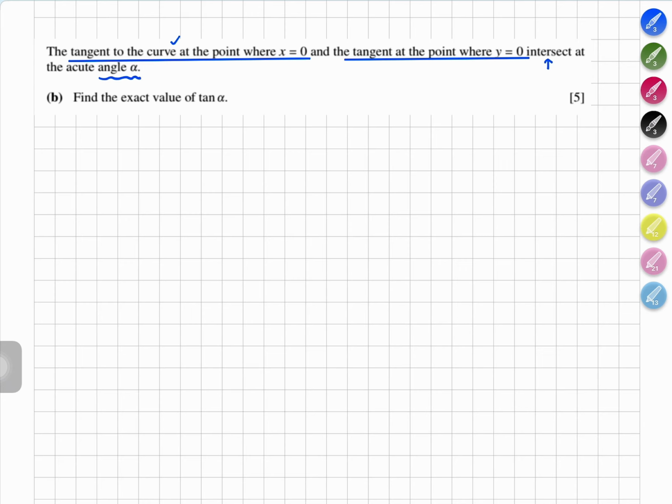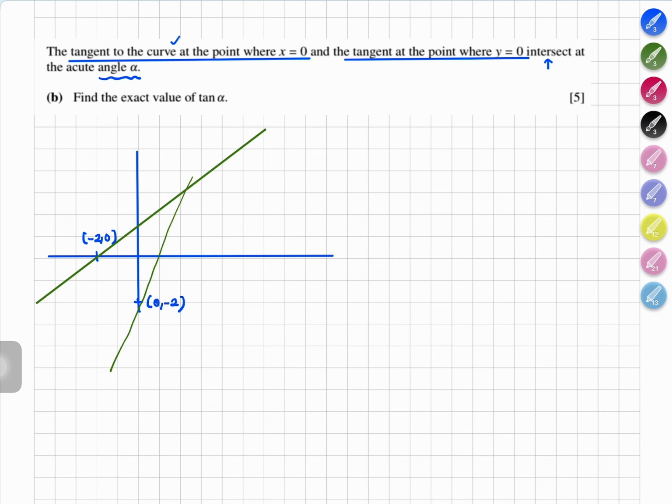When the two tangent lines intersect, let's try to imagine where this is. Just an illustration, it's not the exact one. So let's say this is negative 2, 0. The other one is 0, comma, minus 2. Simply draw a tangent line. I might be wrong here because mine is just an illustration. So let's say I have line 1 and line 2. When they are intersecting, this could be the alpha.